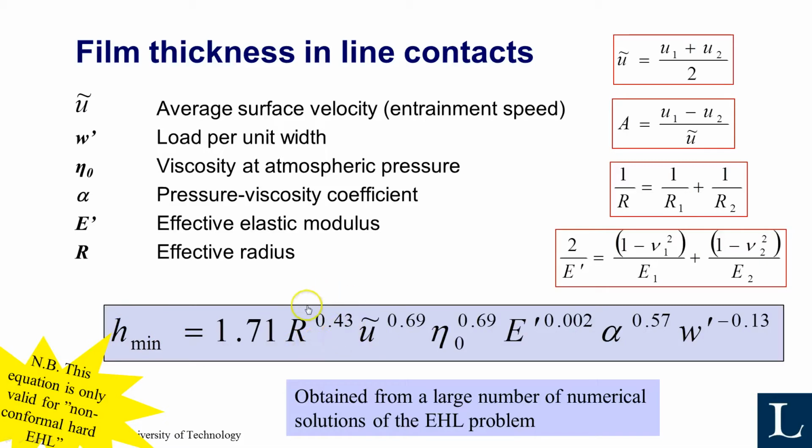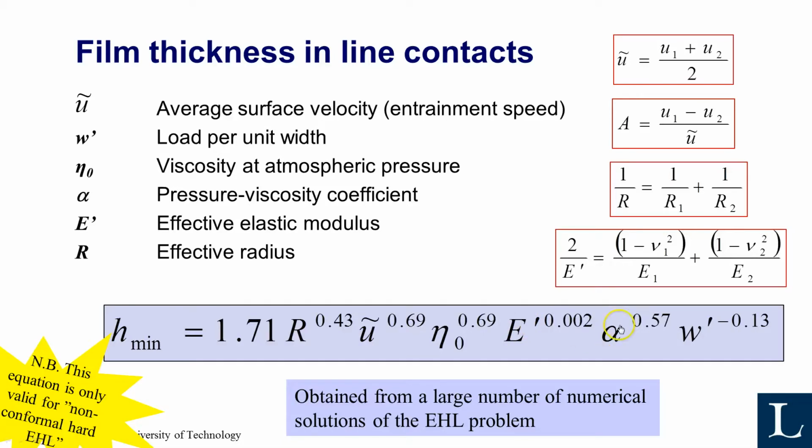So you can see the radius is pretty important. The speed is even more important because this number is high, the exponent is higher. The viscosity is important. The Young's modulus is not, or the effective Young's modulus is not that important at all, because this number is pretty small, so it really doesn't matter which metal you are using here. But remember, this equation is only valid for non-conformal hard EHL, so you mustn't try to use this for an elastomer, but it's pretty okay for metals, or like steel, I would say.